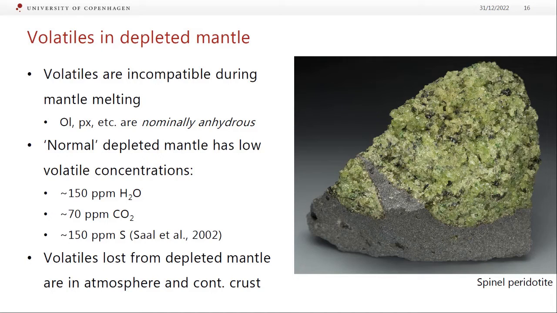And what's happened to these volatiles? Well, we said before that the depleted mantle is depleted because the continental crust has been extracted from it. And so volatiles lost from the depleted mantle are mainly in the atmosphere, the continental crust. And another thing I didn't mention here is obviously in oceanic crust that's reacting with seawater and being subducted and all this kind of thing. And I should also say oceans, of course, full of water.